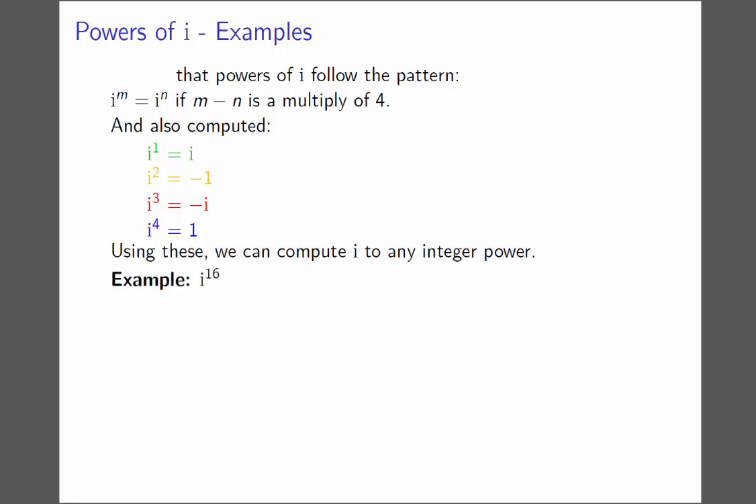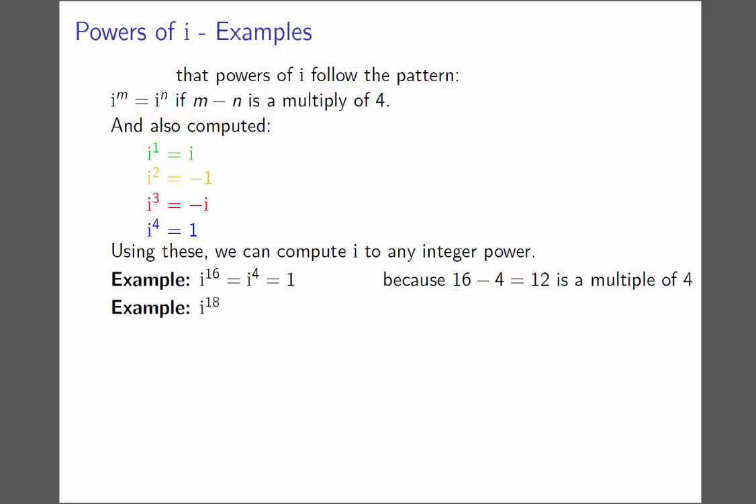For example, i to the 16th equals i to the fourth, because 16 minus 4 equals 12 is a multiple of 4. And we know i to the fourth is just 1. So we get that i to the 16th is 1 as well.